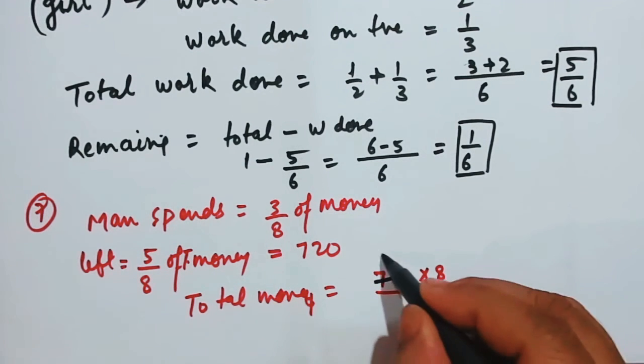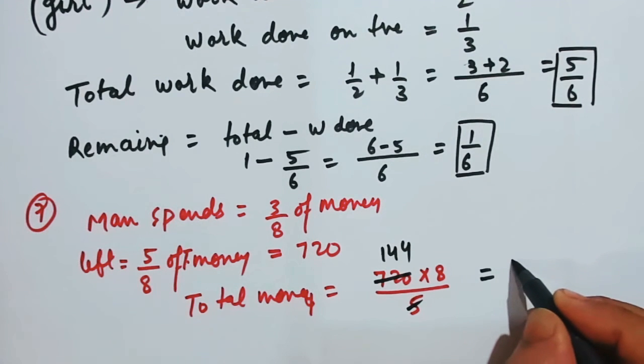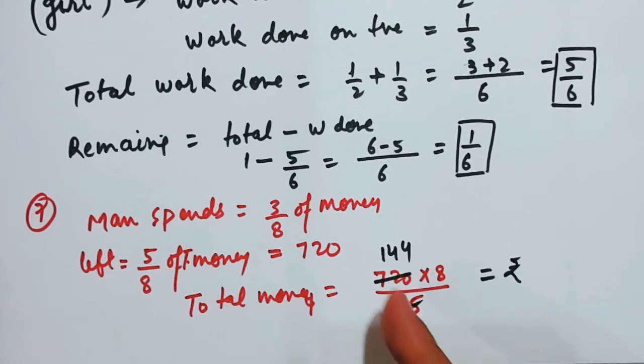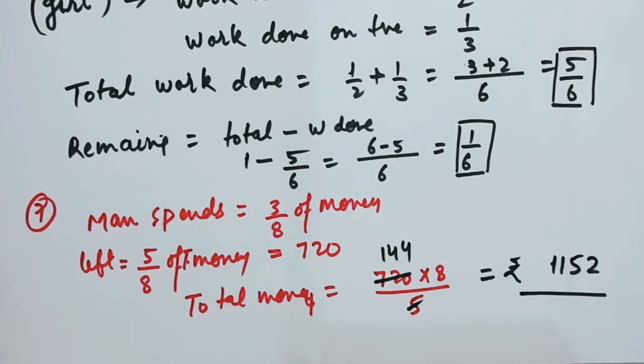So after cancellation, you will get rupees, how much? Rupees 144 into 8 is equal to 1152, which will be your final solution. So this 1152 is the total money which the man earns.